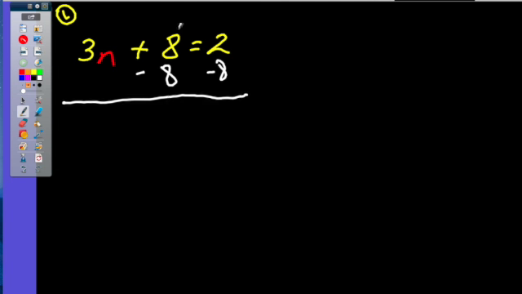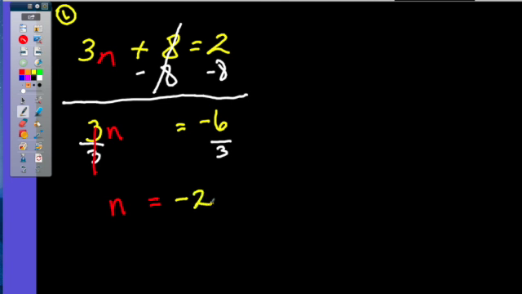That cancels out. So we end up with 3n. 2 minus 8 is equal to -6. Now we undo the operation of multiplication, so we're going to divide each side by 3. That cancels out, so we have n is equal to -6 divided by 3. Negative divided by a positive is a negative, so it's -2.